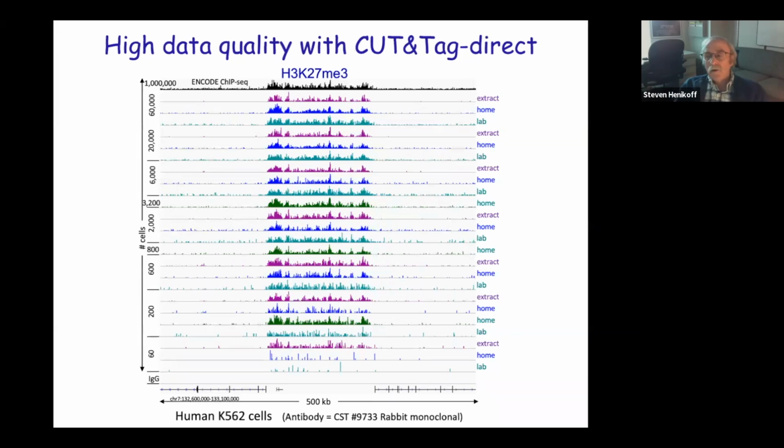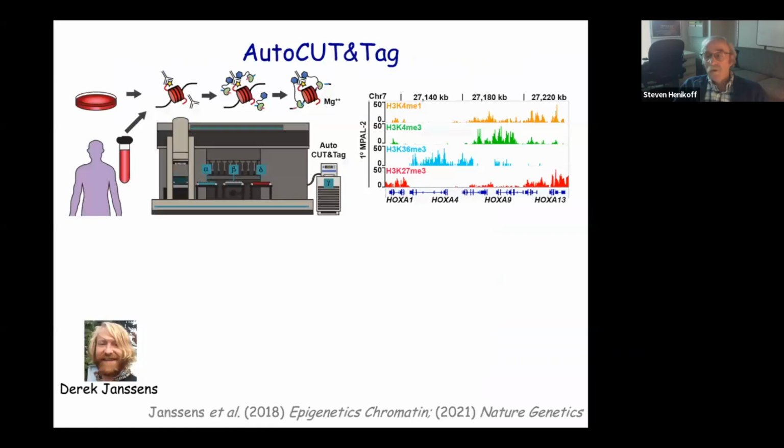Now, because of the simplicity of the method and the high data quality, Derek Janssens, a postdoc in the lab, has automated this, and AutoCUT&Tag follows from AutoCUT&RUN, which is a mainstay in our shared resource facility. It's done thousands of samples for my colleagues at the Fred Hutch and the University of Washington. But what we see here is that we can apply this AutoCUT&Tag conveniently to patient samples, and it's fully automated.